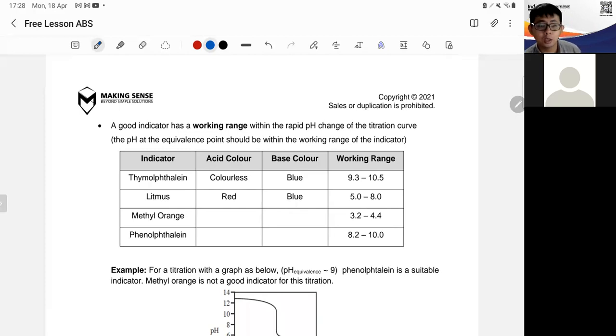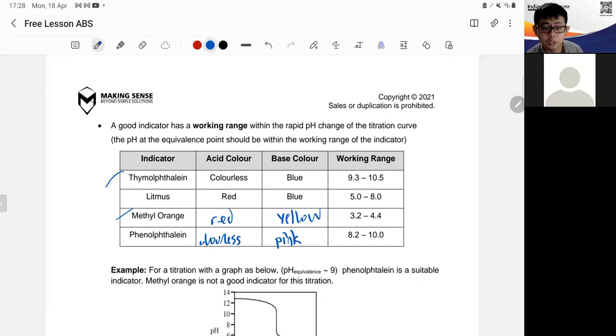The very common ones that we learned are methyl orange, which is red in acid, yellow in basic. Phenolphthalein is colorless in acidic and pink in basic. For your syllabus, perhaps these 2 are more important, because nowadays they don't really use phenolphthalein in titrations. So just take note of that.